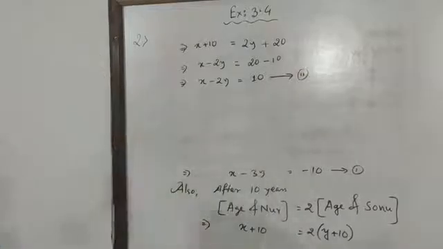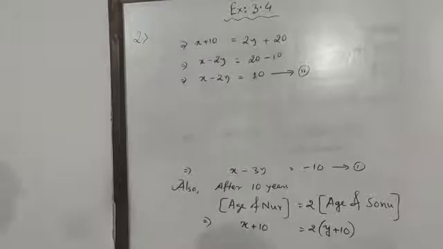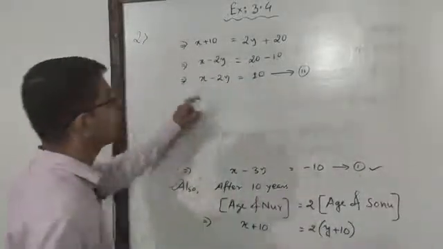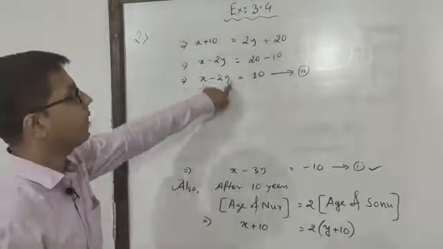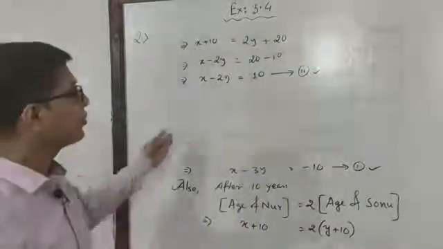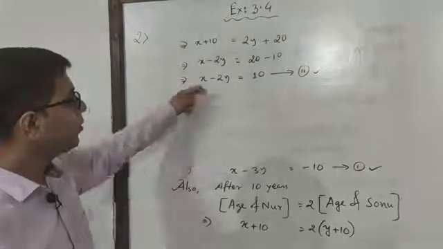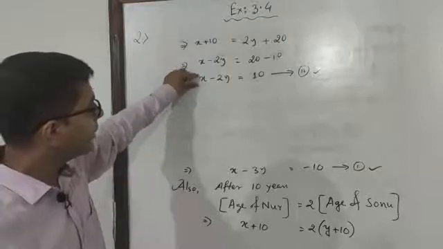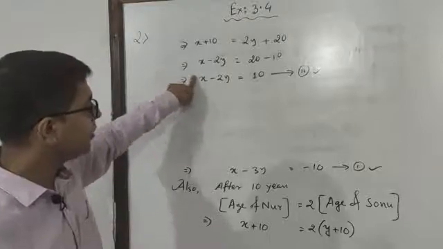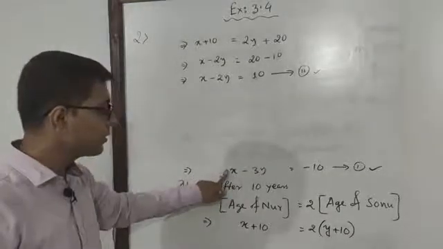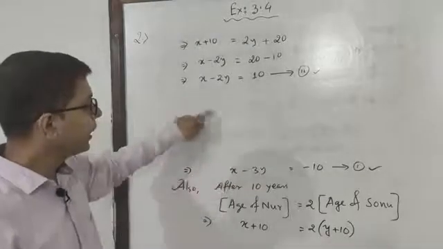Now we have the 2 equations. Equation 1 is X minus 3Y equals minus 10. This is the first equation. And the second equation is X minus 2Y equals 10. Now what to do? We have to eliminate any one of these 2 variables. We can eliminate X very easily. Look, the coefficient of X is 1 here, nothing is written, which means 1, and there is also X with coefficient 1 in the other equation. So we can eliminate this.